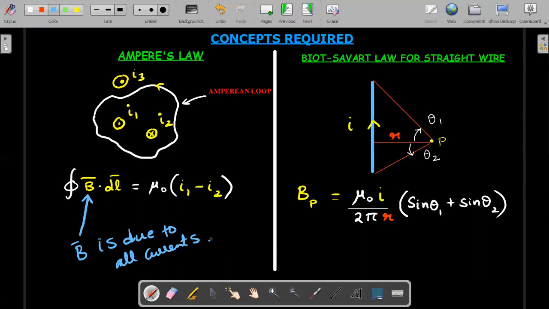On the left hand side, when you take B of all currents and then perform the circulation, you end up getting on the right hand side that it is independent of it. That doesn't mean B is only due to I1 and I2. So keep that in mind. We will be using that in the solution.